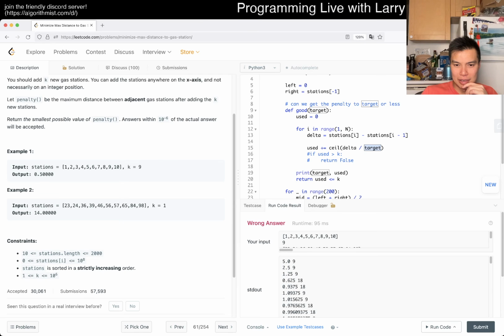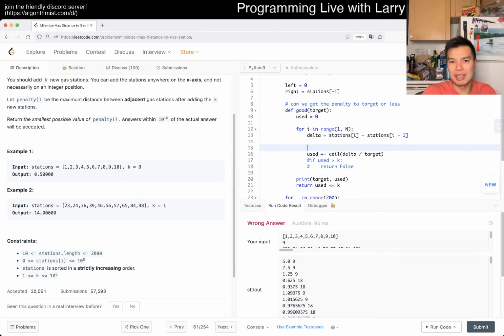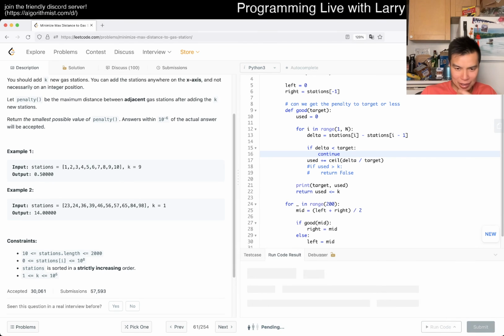So 5. So you have 1. Oh, because delta is 1 and target is 5. Do we want ceil? I think it's either that or I'm missing an edge case. Thinking about this, all right, well, let's just say that if delta is already smaller than target, we continue. Does that fix things?